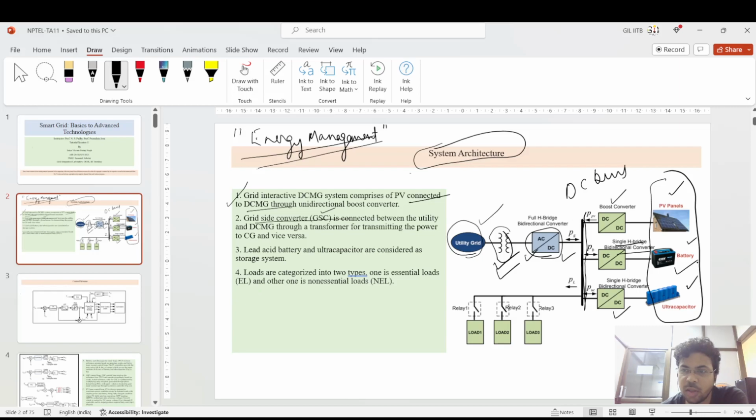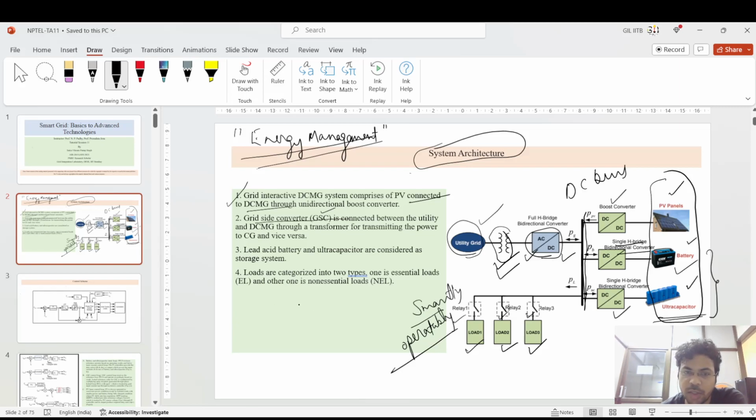The lead acid battery or lithium ion battery are considered as the storage system in the DC or AC microgrid system, which is utilized during peak hours and charged during off peak hours. And the loads are also there: load 1, load 2, load 3, which are connected to relays that can be smartly operated, so that the power consumption can be minimized during the peak hours.